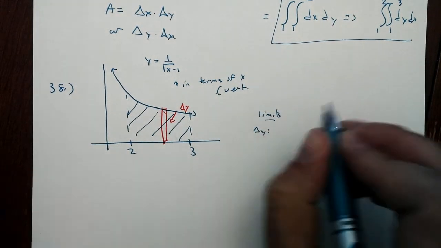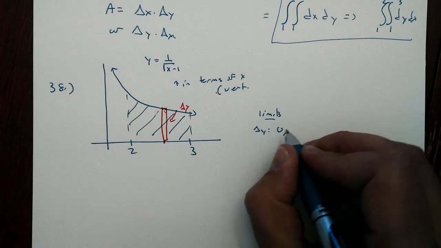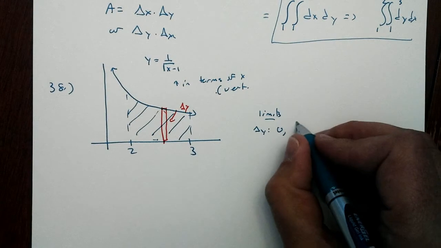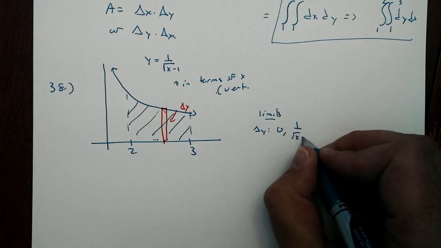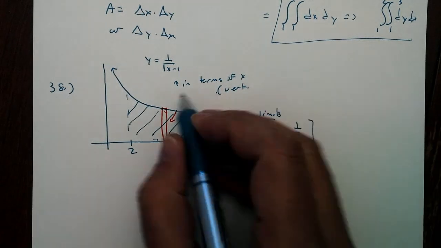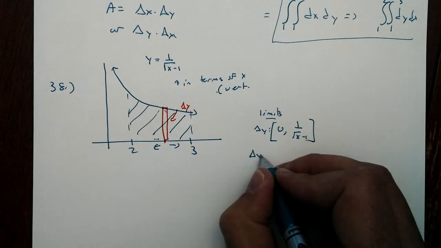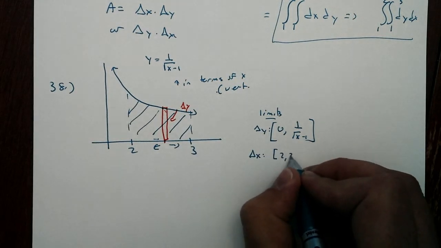My change in y, well, that's going to start at the bottom, which was 0, and go all the way to the function 1 over the square root of x minus 1. So that's going to be my limits for my y. Now remember, we're going to slide this over between 2 and 3. So my change in x's is just going to go from 2 to 3.